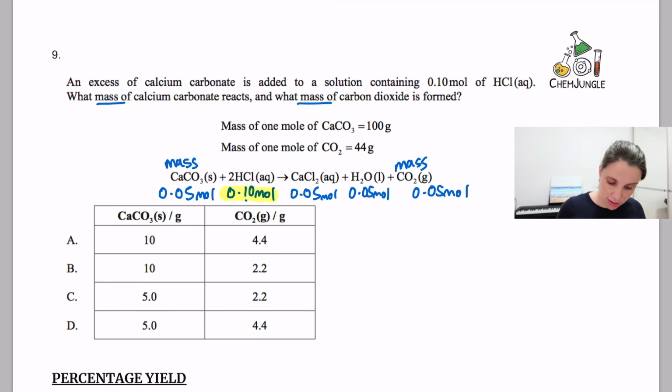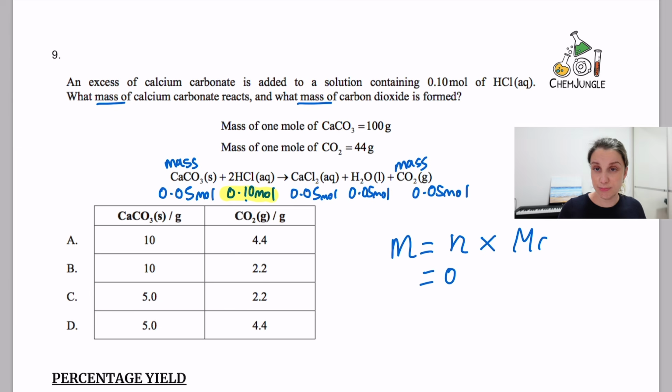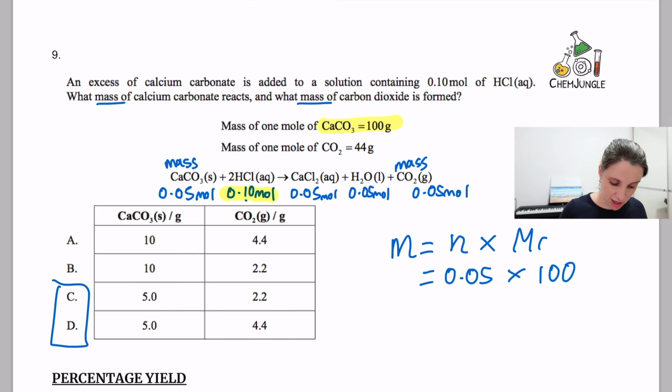They want to know the mass of calcium carbonate and carbon dioxide formed. So we're going to use that first equation again. The mass equals the moles times the formula mass. So you've got your 0.05 times your formula mass. For calcium carbonate, that's 100. So if I do 0.05 times 100, I'm going to get 5. So I know it's between C and D at this point.